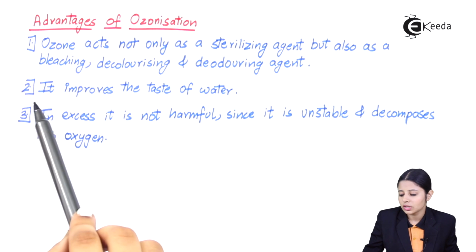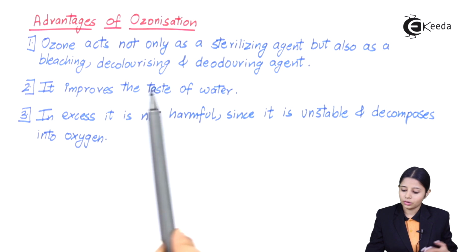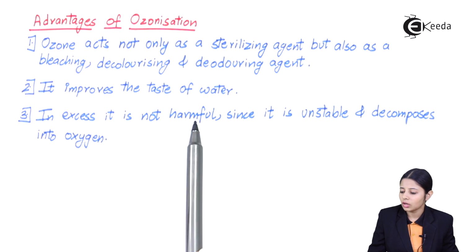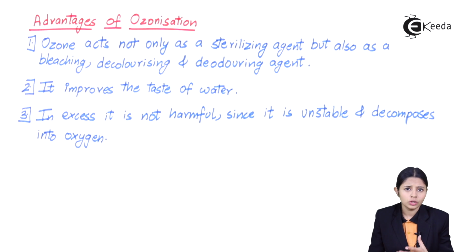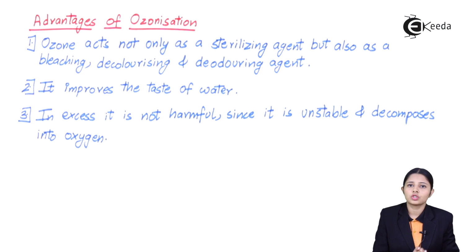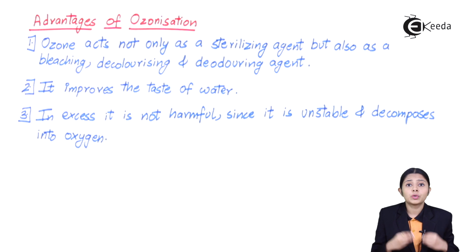The other advantage is that it improves the taste of water, making it more suitable as potable water. The third is that in excess it is not harmful, since it is unstable and decomposes into oxygen. So if you put in a lot of ozone, you will get a lot of oxygen because the nascent oxygen will always go away. That was not the case with chlorination or boiling. If you boil the water excessively, the entire water will evaporate. If you put excess chlorine in it, it is not potable. But if excess ozone is added to water by chance or by mistake, it will not lead to any deterioration of the water.